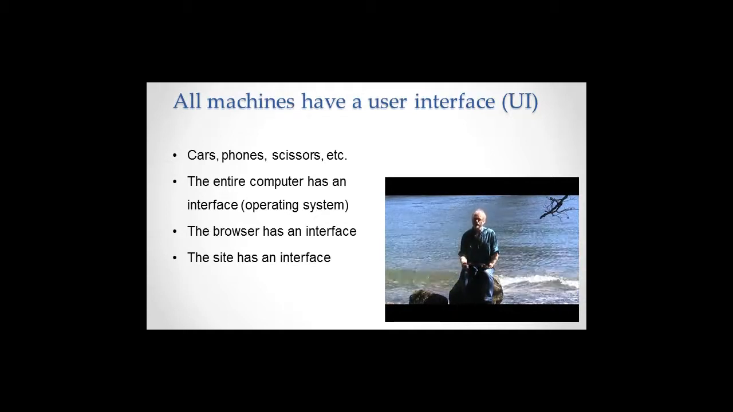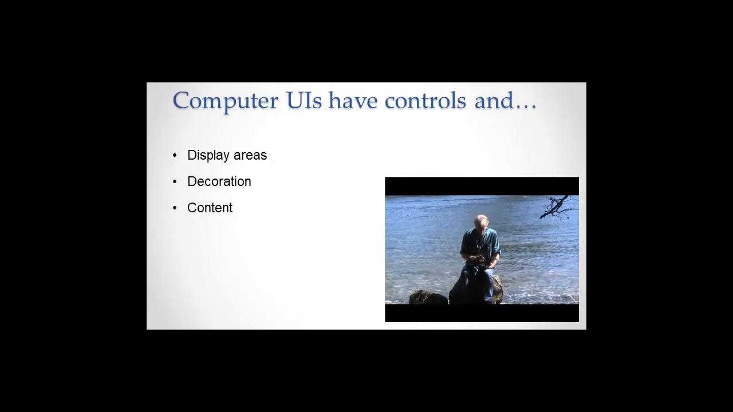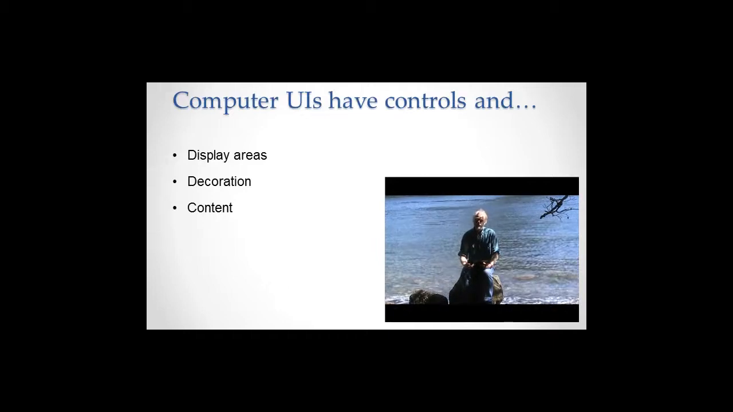The computer itself has a user interface, Windows or Macintosh, whatever it is. There's the browser that has its user interface, how you make the browser do what it does. And then there's Facebook that has a user interface. How do you make Facebook do what it does? All nested inside of each other. So what is a user interface exactly?